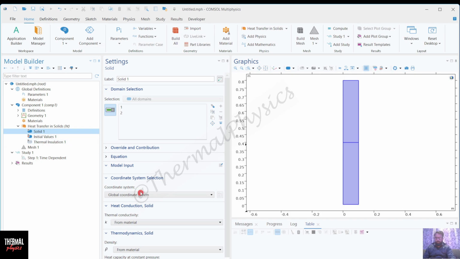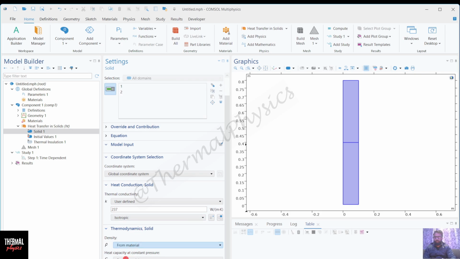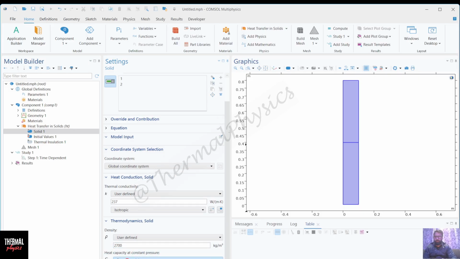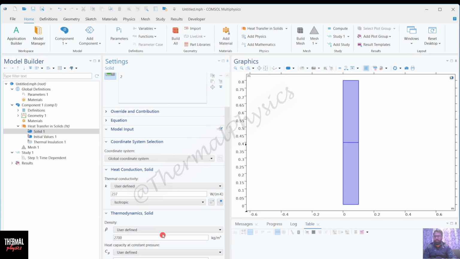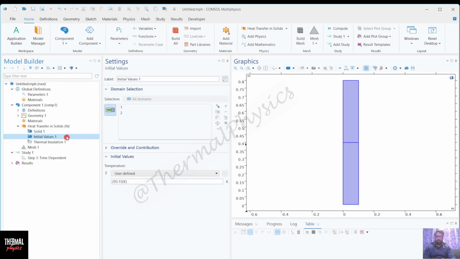So what we are going to do is here. We have another option for choosing properties. For K, the thermal conductivity according to the problem is 237, density is 2700, and Cp is 900. So this is the material assigned.